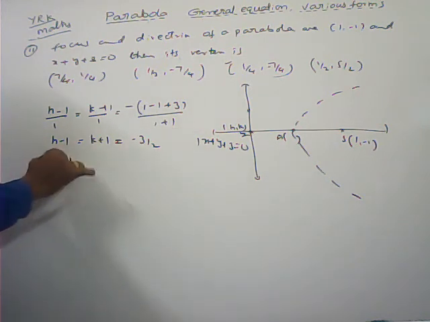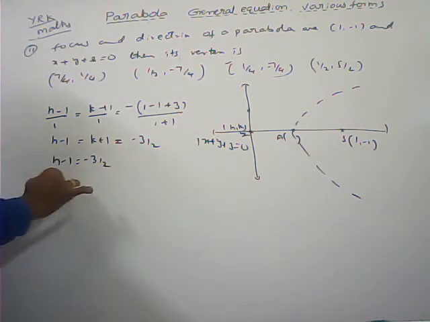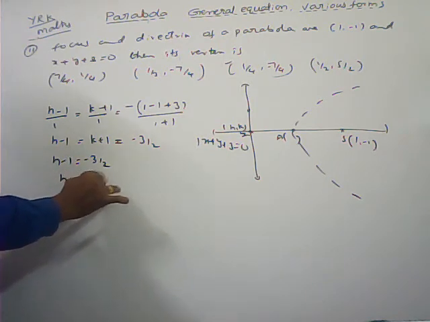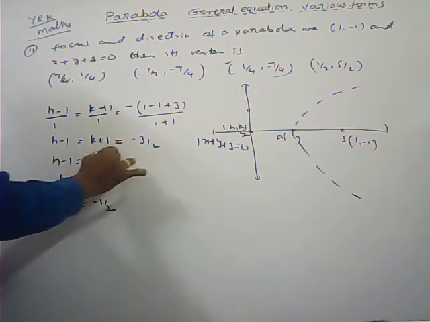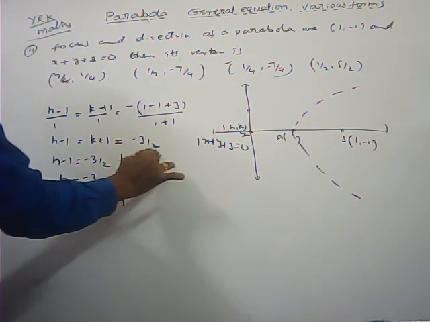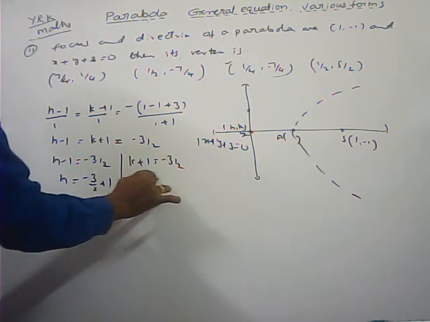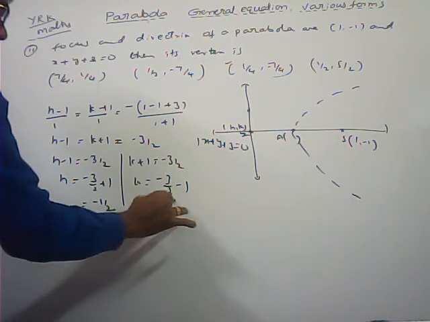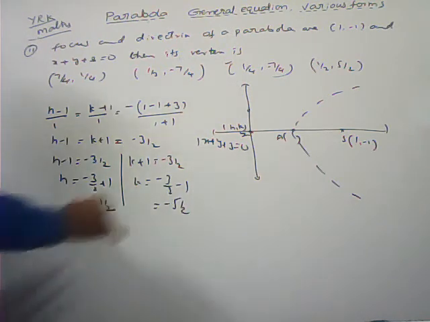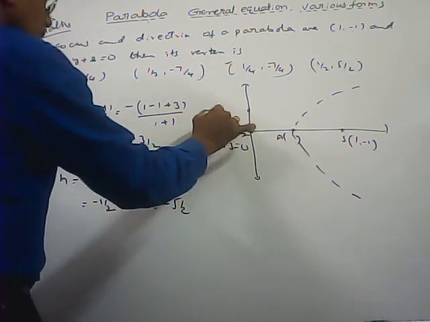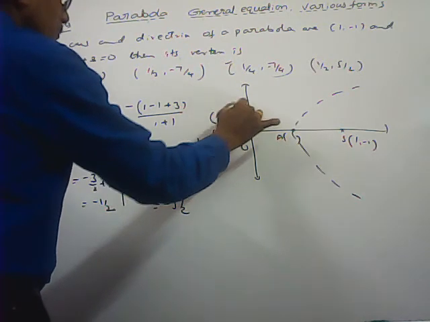So h - 1 = -3/2, h = -3/2 + 1 = -1/2. And k + 1 = -3/2, k = -3/2 - 1 = -5/2. So here I got the foot of the perpendicular: (-1/2, -5/2).